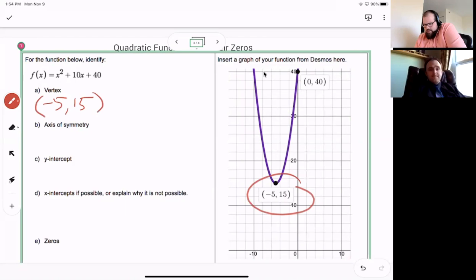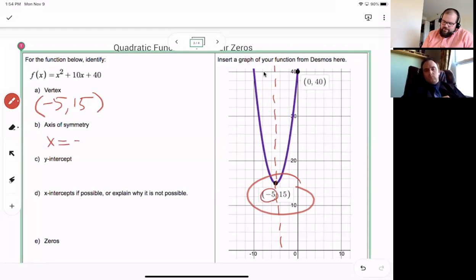And that thing that this goes with is the axis of symmetry, which goes right through that vertex. And we know that vertical lines have the same x value all the way up and down. So it's going to be an x equals equation. The x point here is -5.